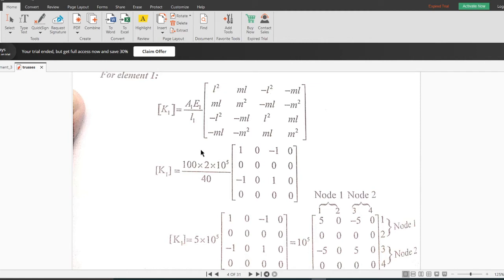See, only in trusses will you get a matrix size like this. In other modules and problems, you will not get this size. The maximum is 4 cross 4 only. Only in the truss you get more, and I think in this problem only you get 8 cross 8. In others the maximum is 6 cross 6 or 4 cross 4.